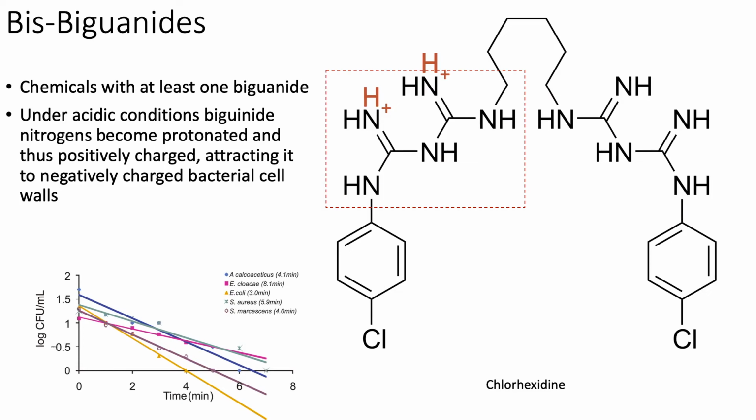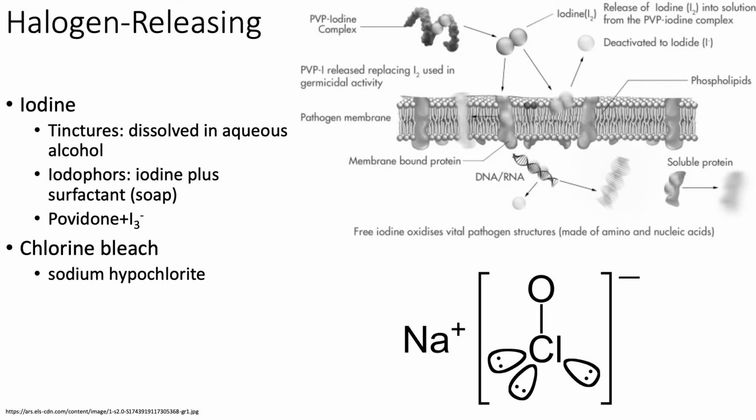Another set of chemicals would be your halogen-releasing ones. That's just your sodium hypochlorite, which is bleach. There are other types of hypochlorites. But basically, you've got this oxygen right here, and oxygen normally wants 2 bonds, right? You can see it only has 1 right here, so that oxygen is pretty upset about that, and so therefore really wants another bond.